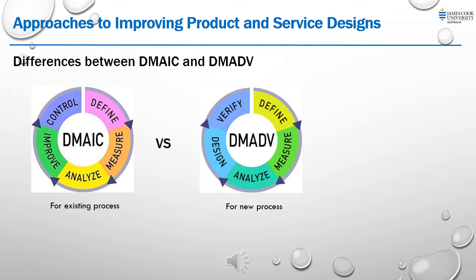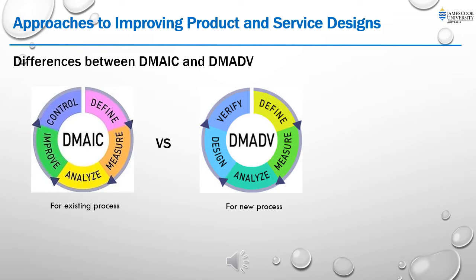DMAIC stands for define, measure, analyze, improve, and control. It is used for improving existing processes by identifying and eliminating defects and reducing variability. There are 5 stages. Define: the project goals and objectives are defined in this stage. Measure: data is collected to understand the current performance of the process. Analyze: the team analyzes the data to identify the root cause.